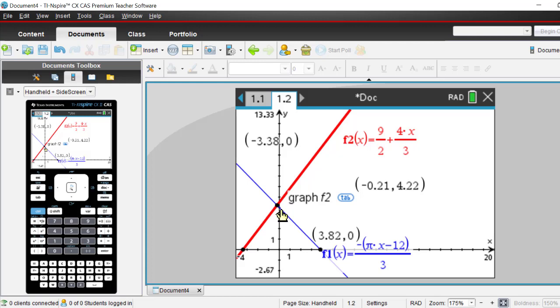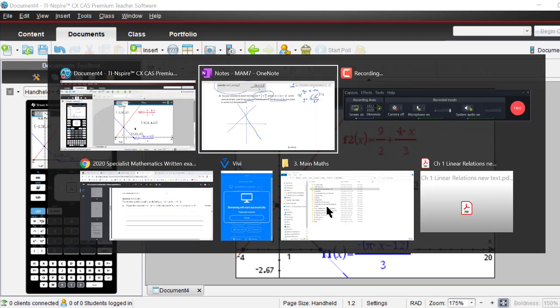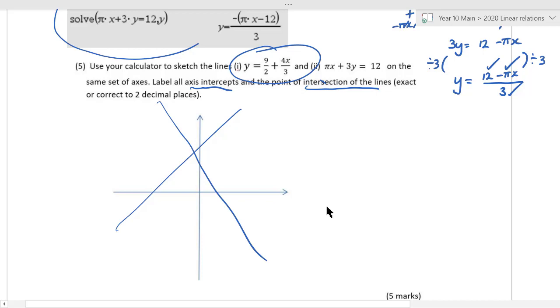Y-intercept is when x equals 0. Calculator will always find x-intercepts for you. Make sense? Okay. So how do we do it? Well, this is how we sketch it now. We need to get, if you do that, good luck getting even a mark. Maybe 1 mark out of 5.